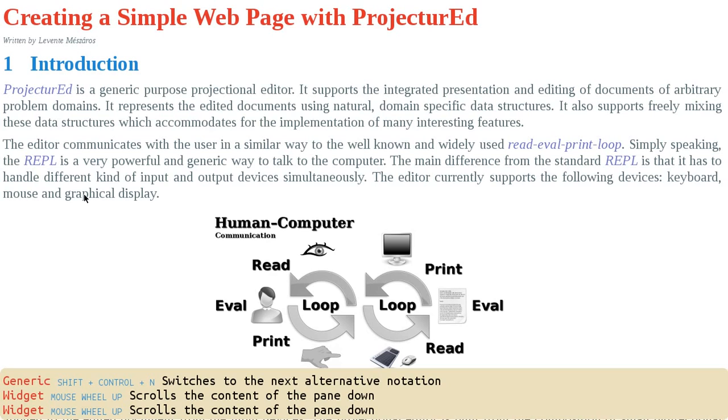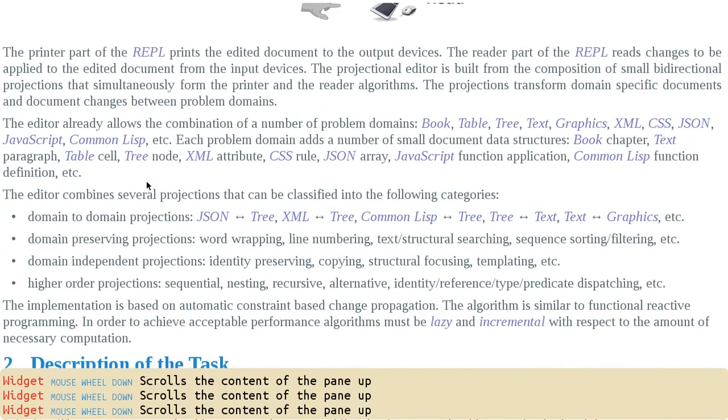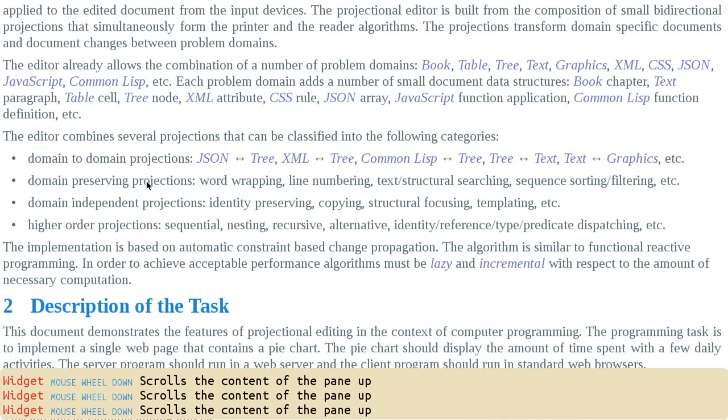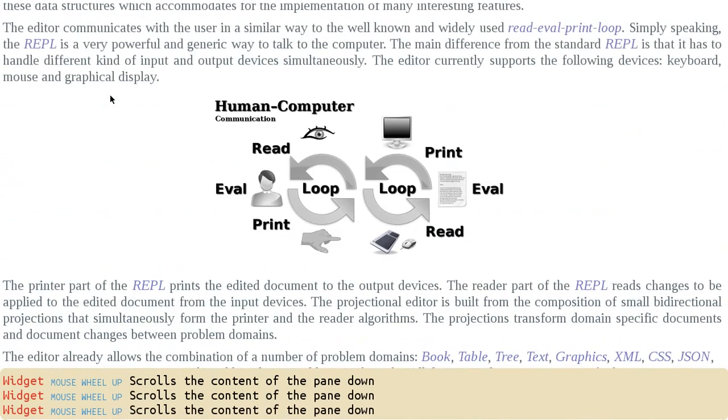So what's a projection after all? In short, a projection defines two small distinct algorithms called a printer and a reader. In other words, it's a bidirectional mapping between the input and output document data structures, including selections and document changes. There are different kinds of projections, such as primitive, compound, generic, and high-order projections. The most important thing about projections is that they can be combined to be able to handle really complex documents. So if you are interested in how these lazy and incremental projections work internally, then visit the website of the project at ProjecturEd.org.